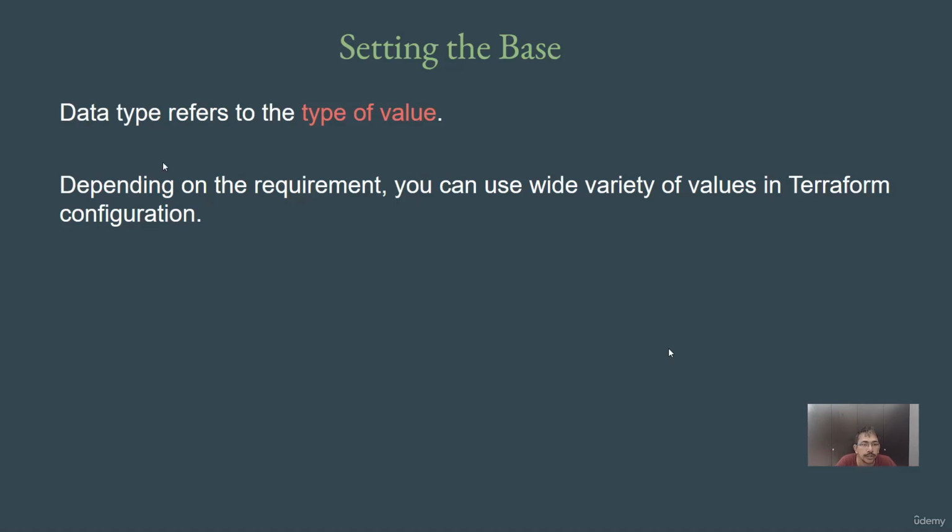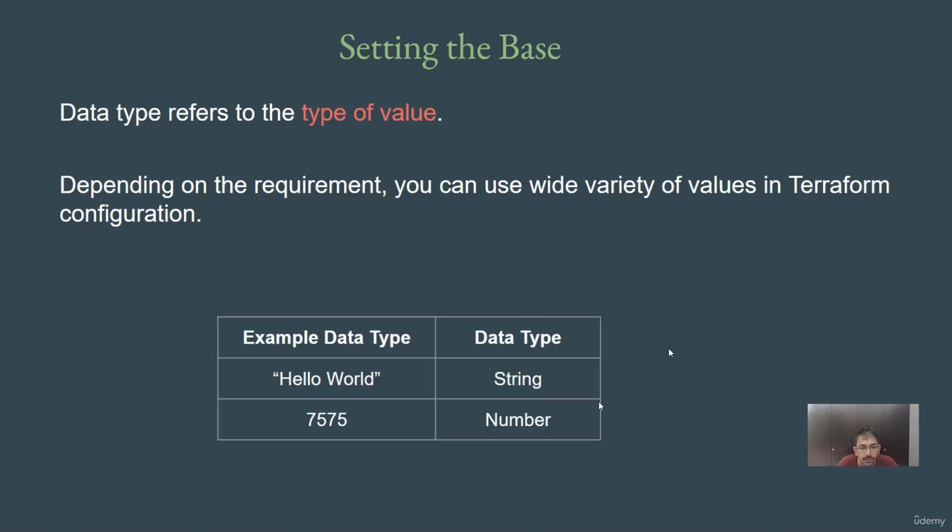Now what we are going to do, we are going to take a simple table that allows us to understand two very specific data types in Terraform, which are quite easy to understand to begin with. Alright, so here you see there are two examples. One is hello world and second is 7575. The hello world that you see, the data type associated with it is a string, and 7575, the data type that is associated with it is a number.